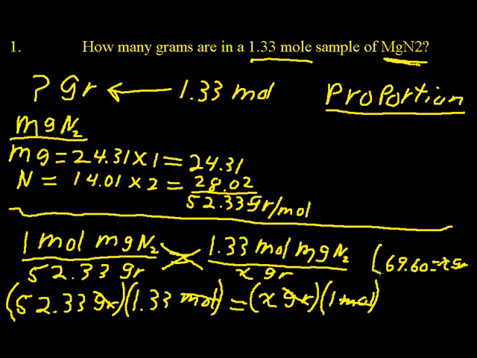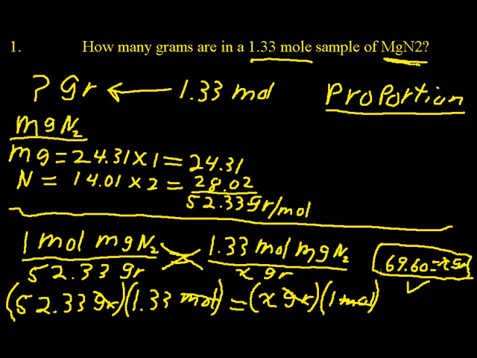Now, the question is, is that number reasonable? That's always an important question to ask when problem solving. What I mean by that is you'll notice 1 mole weighs 52. But I have more than 1 mole. I have 1.33 moles. So you would assume that this should weigh more than 52.33, and it does. Therefore, this answer seems reasonable.